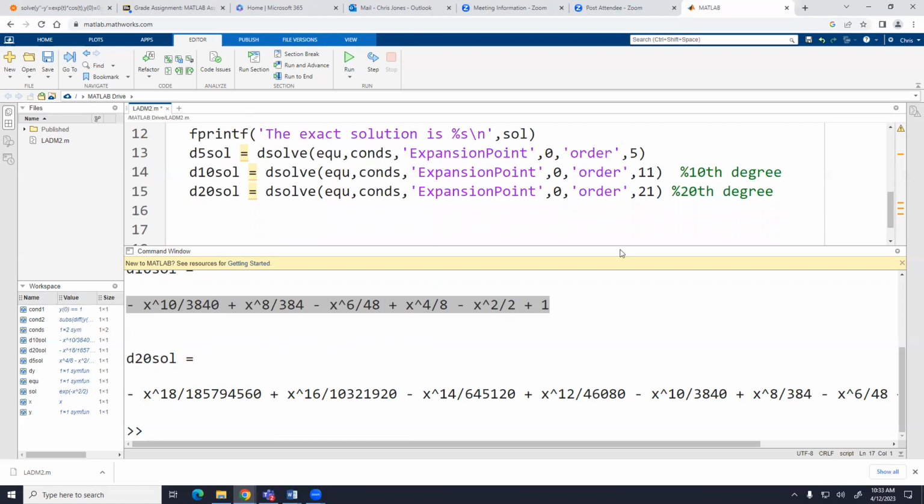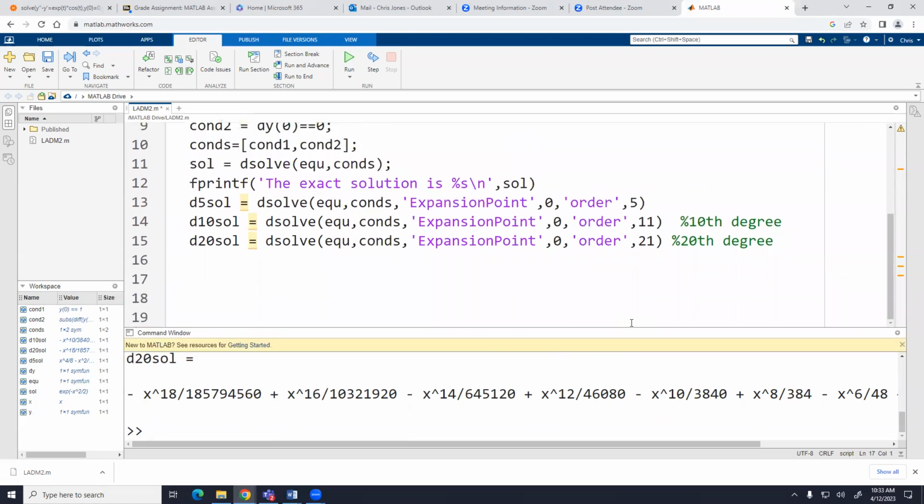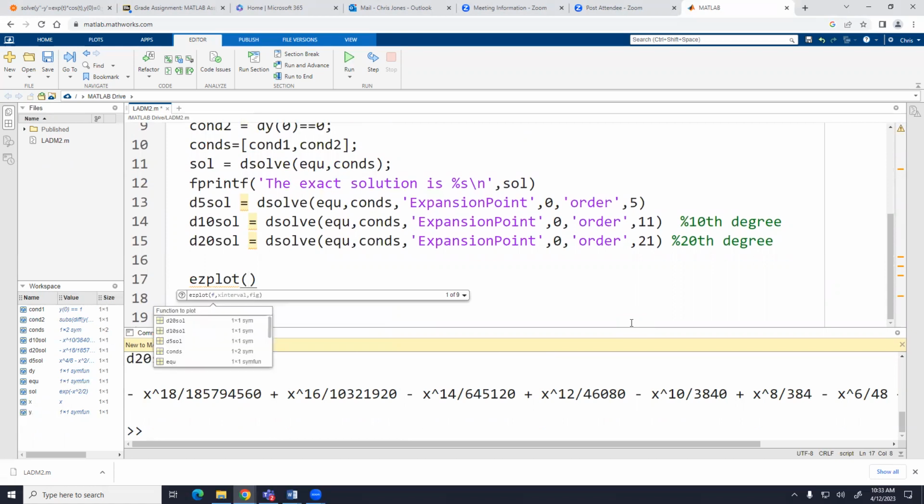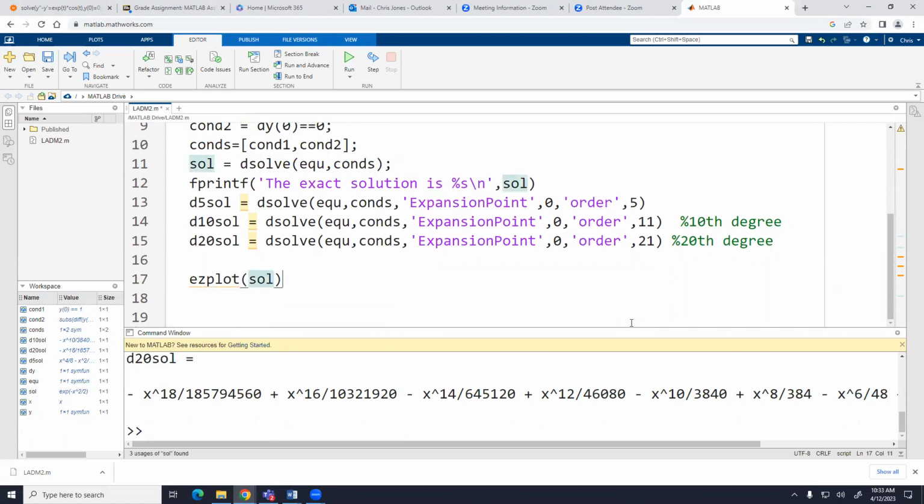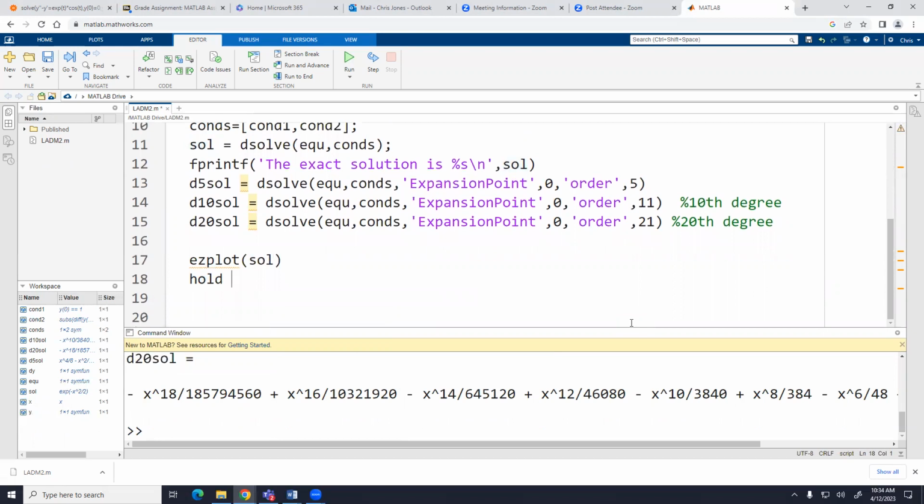So here's what I'm going to do, folks. I'm going to use easy plot, and I'm going to easy plot the solution. I'm going to do hold on, and then I'm going to easy plot.